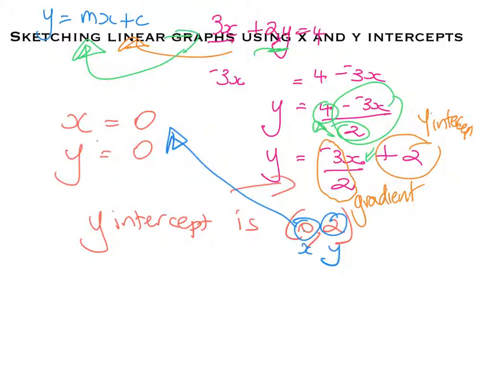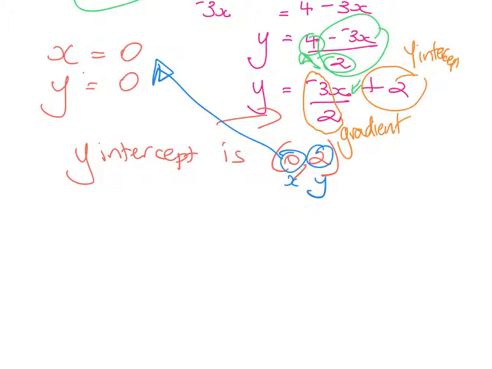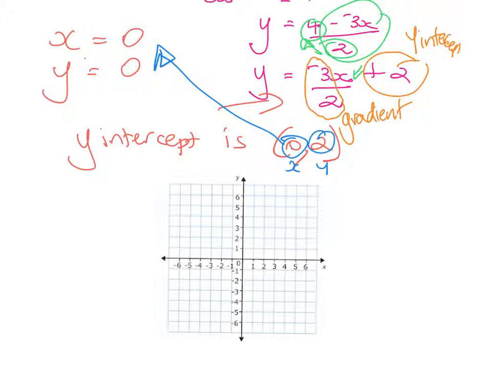So now let's have a go at graphing our equation. We know that our y-intercept is 2. So there's our y-axis and there's our number 2 right there. We also know that our gradient is negative 3 over 2. Now remember, when we're looking at our gradient, negative 3 over 2, this is our rise and this is our run. Because it's a negative number, we're going to be going down. We also know that our run is 2.